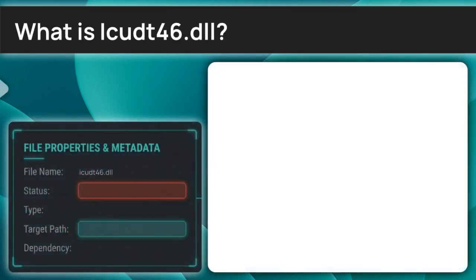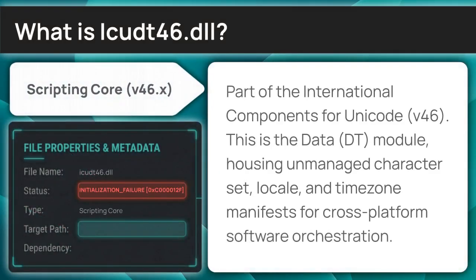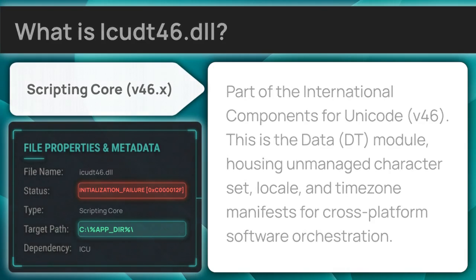This is the icudt46, part of the International Components for Unicode v46. This is the data DT module, housing unmanaged character set, locale, and timezone manifests for cross-platform software orchestration. Now let's apply the fix by reinstalling the shared system library.